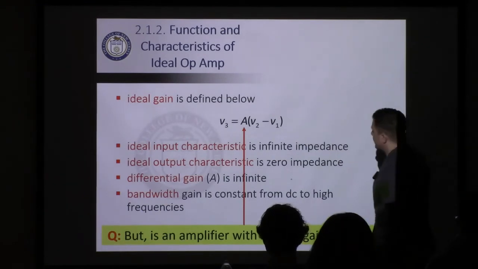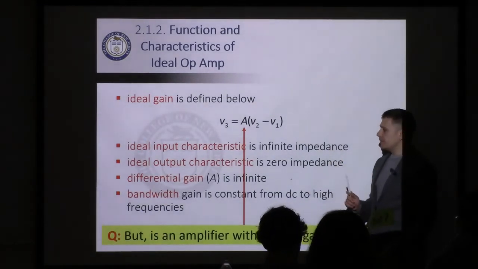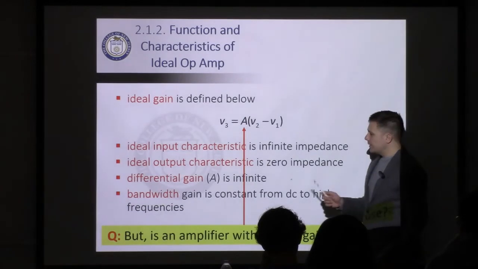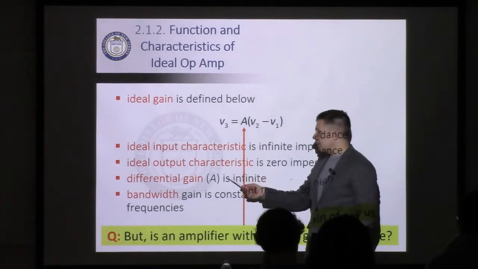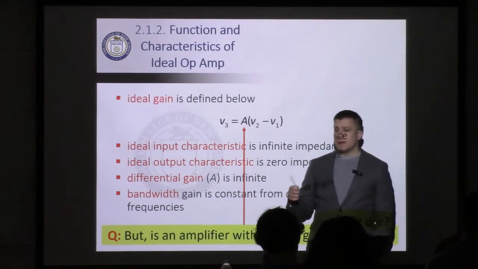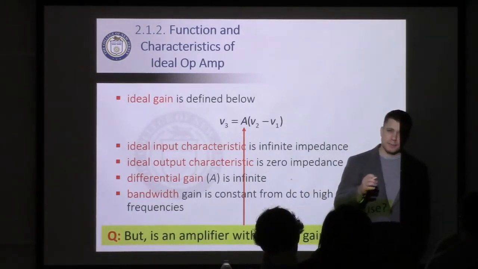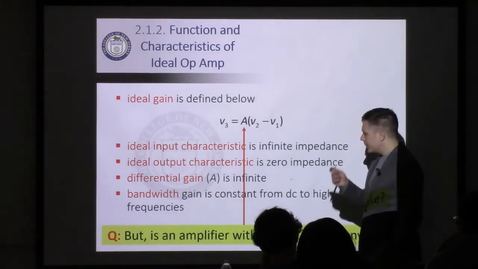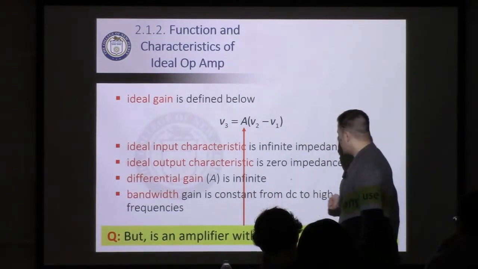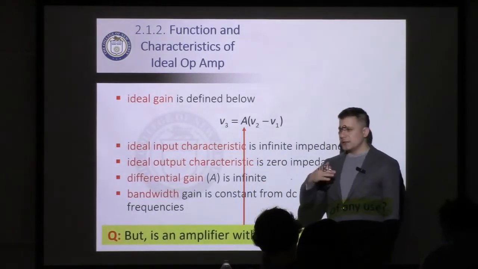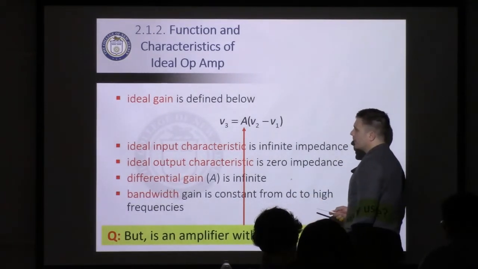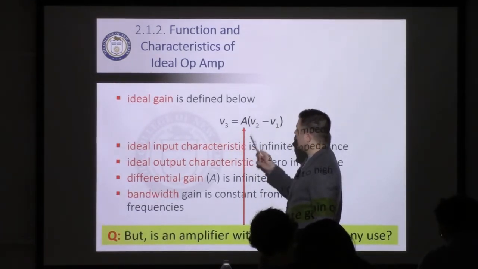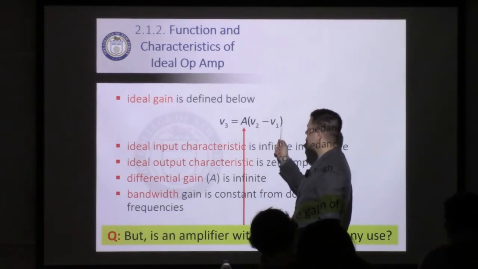Hopefully, you all remember the ideal characteristics of an op-amp. The ideal input characteristic is an infinite impedance, an open circuit. The ideal output characteristic is a zero impedance. The differential gain, A, is infinite. This is always one that maybe throws students for a loop, because practically, it doesn't make much sense. Why would you want an infinite gain, ideally? The bandwidth should be constant over the entire frequency spectrum, from DC all the way to infinitely high frequencies.